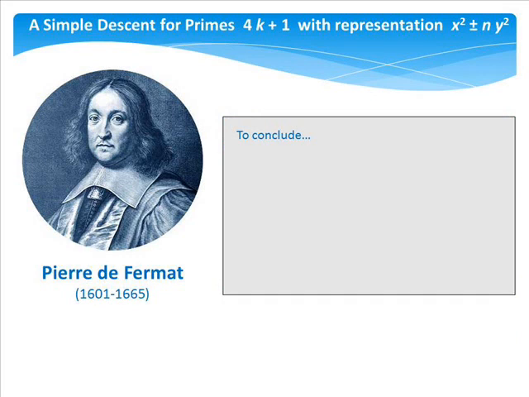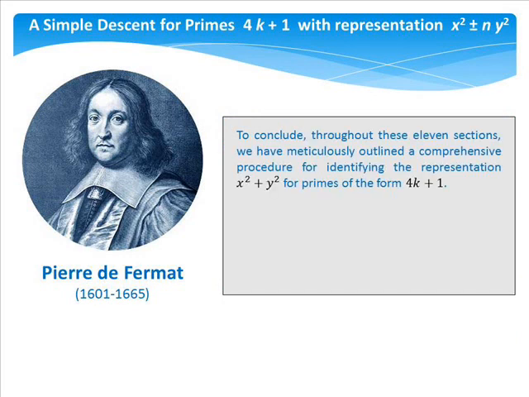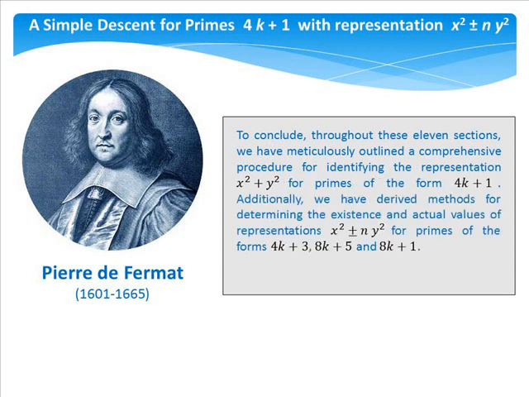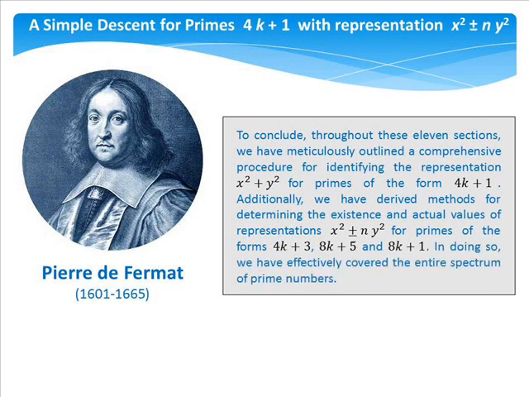To conclude, throughout these 11 sections, we have meticulously outlined a comprehensive procedure for identifying the representation x² + y² for primes of the form 4k+1. Additionally, we have derived methods for determining the existence and actual values of representations x² ± n·y² for primes of the forms 4k+3, 8k+5, and 8k+1. In doing so, we have effectively covered the entire spectrum of prime numbers.